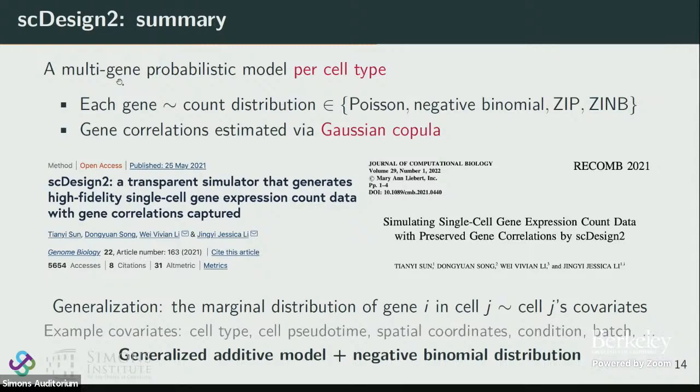So to achieve that, we generalize that marginal distribution modeling to use the generalized additive model. In this model, we can allow the negative binomial distribution for gene I, so that the mean parameter can be a nonlinear function of cell covariates. So then we can incorporate covariates into the generation.